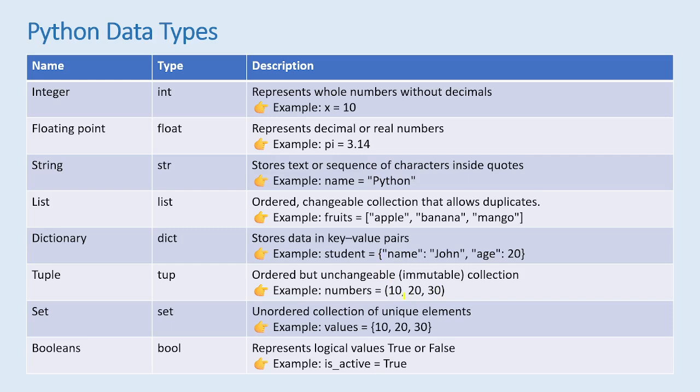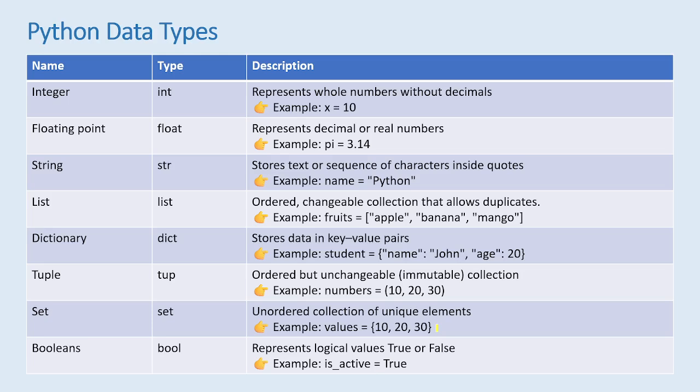The next data type is set, which is an unordered collection of unique elements, which means the elements which we add to a set will not maintain their order. They are unordered. Also, they have unique elements. If you add the same element multiple times, it will still have one value in the set. If we add 30 one more time in this set, this set will still have 10, 20 and 30.